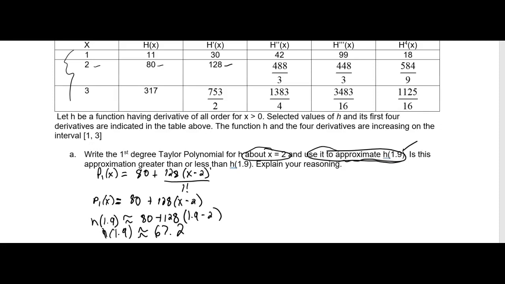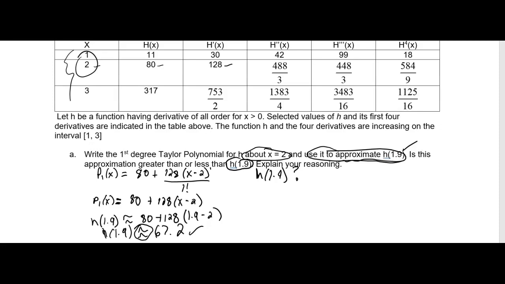Then it asks, is this approximation greater than or less than h of 1.9? So if we knew the real value of h of 1.9, because again, this is an approximation, that's why we're using that symbol. If we knew what this was, which we don't, there is no magical way for us to come up with h of 1.9. We don't know what that is. All we are given are values between 1 and 2. But it's asking, if we knew what that was, how would that approximation relate to this?